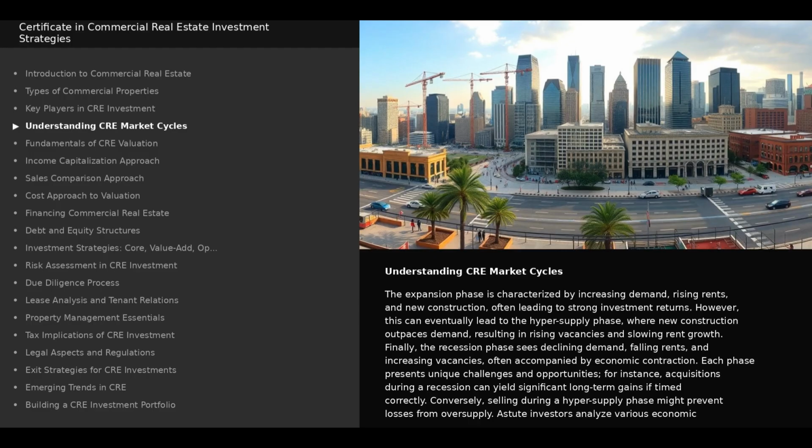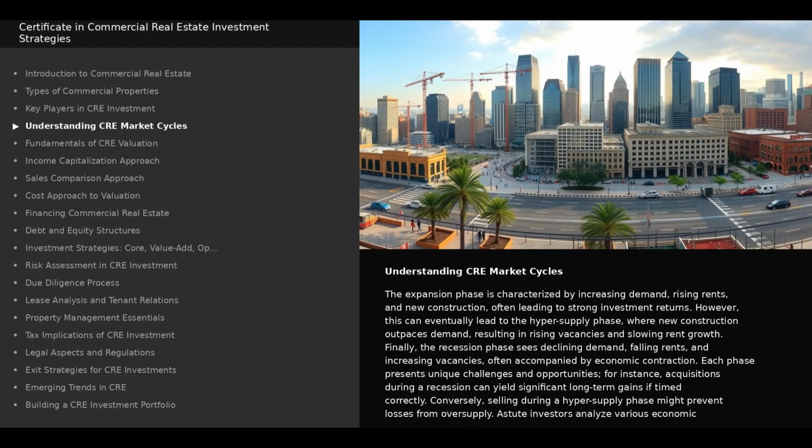However, this can eventually lead to the hypersupply phase, where new construction outpaces demand, resulting in rising vacancies and slowing rent growth. Finally, the recession phase sees declining demand, falling rents, and increasing vacancies, often accompanied by economic contraction. Each phase presents unique challenges and opportunities.